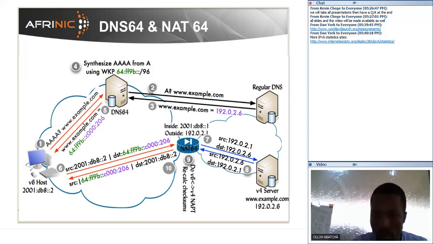So the synthesized new quad A record in this example would be 64:FF9B::, then the IPv4 address, which would be, so the 192 turns into C0 in hexa. The 0 after that turns into 00 in hexa as well. The 2 is 02, or you can just put 2 over there because of the 0 right after the colon. And 6 is 06 in hexa. So that's how you end up with that quad A record, the prefix and the IPv4 address converted into hexa.